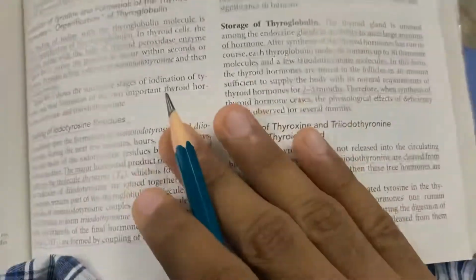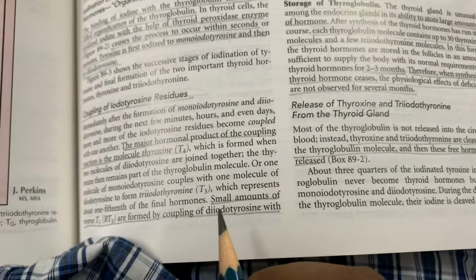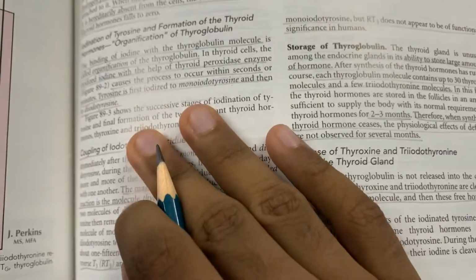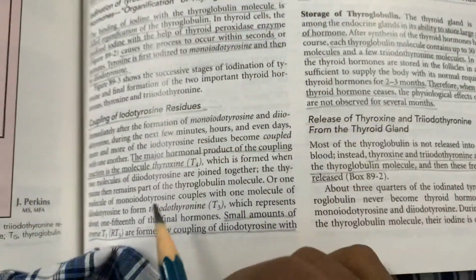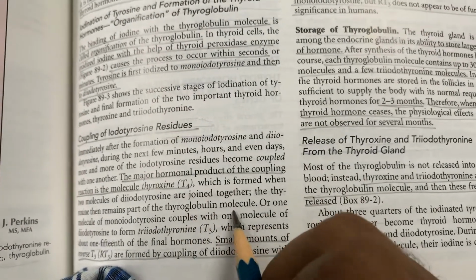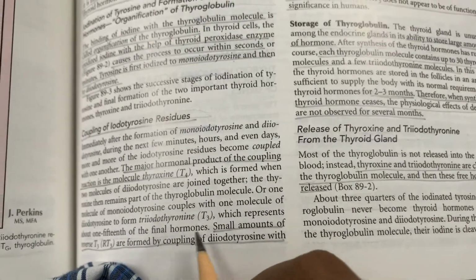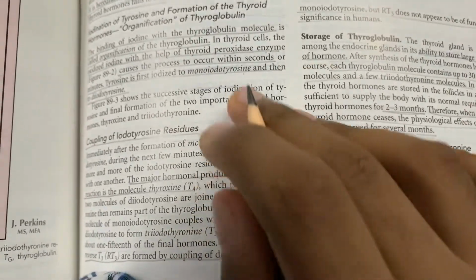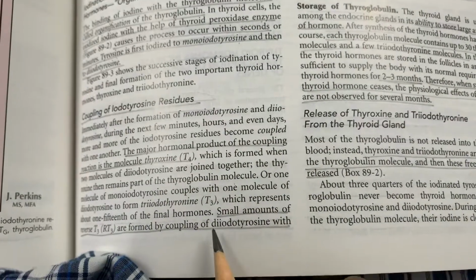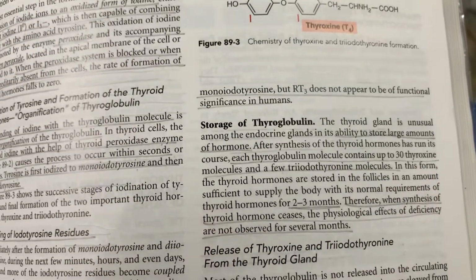Then after you've synthesized your thyroxine, you also need to understand that the small one couples with the larger one. So when monoiodotyrosine couples with diiodotyrosine, you get T3. But when the bigger one, that is diiodotyrosine, combines with monoiodotyrosine, you get reverse T3, okay, that is RT3. So small amounts are formed like that.